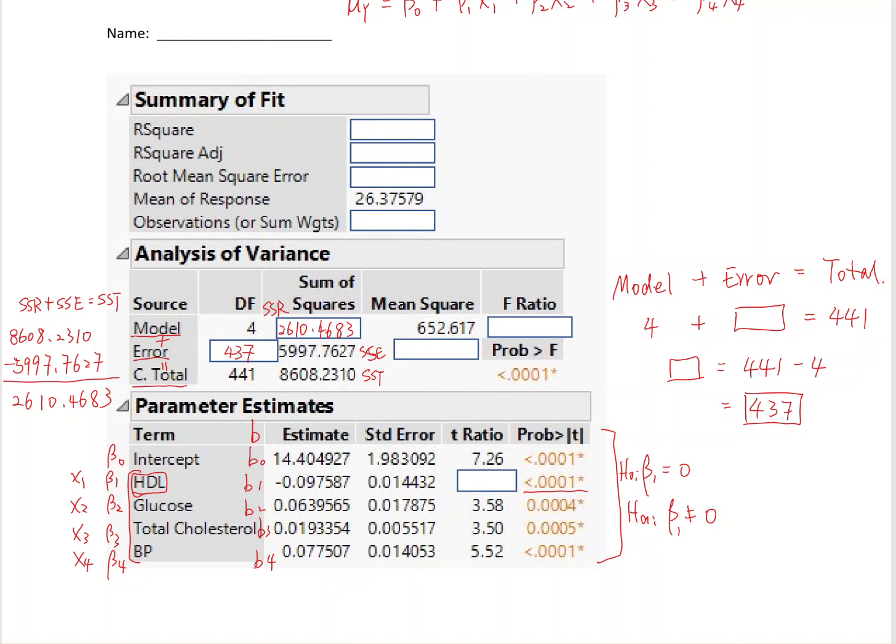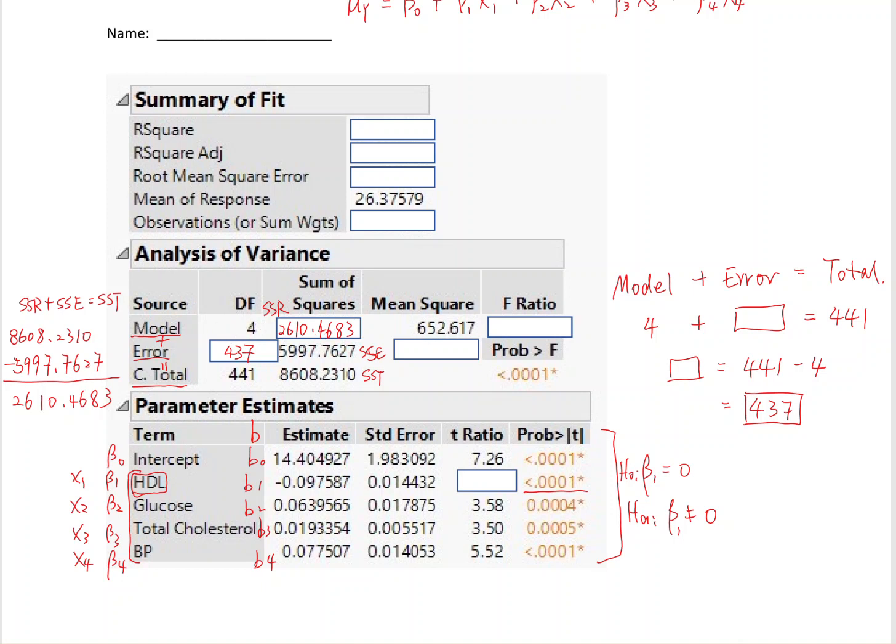Next is the mean square column. What is this 652.617? How do you get this number? This is the SSR divided by the corresponding degrees of freedom. You can check that if you divide this value by 4, you get the same thing here.